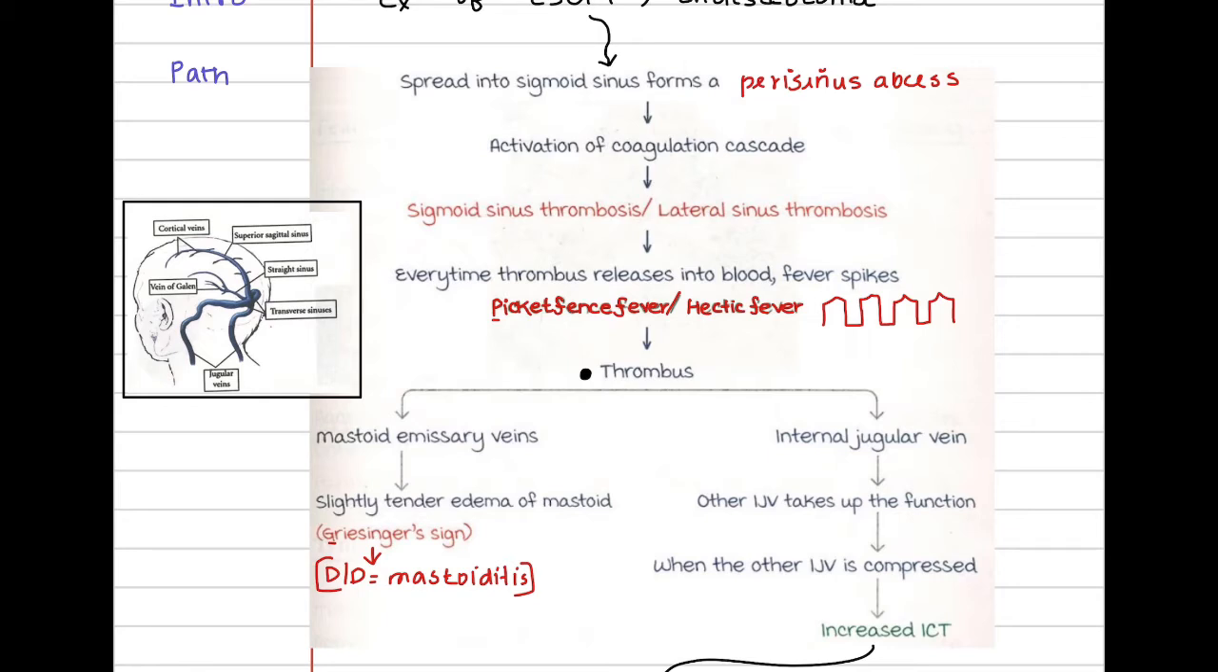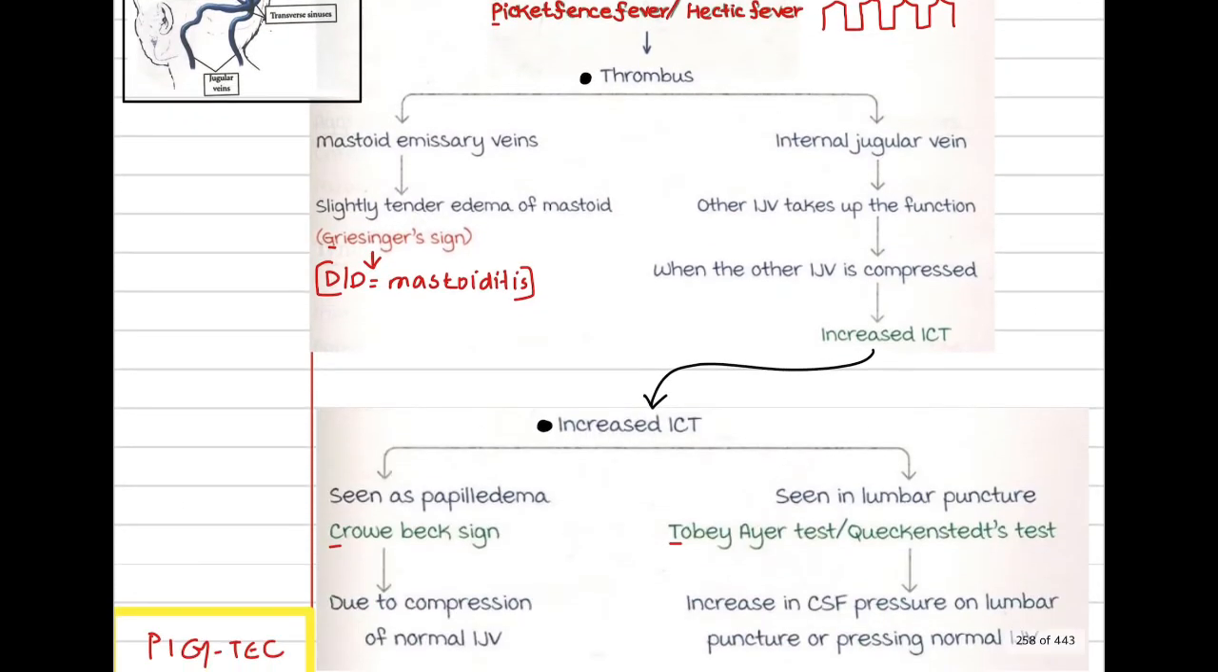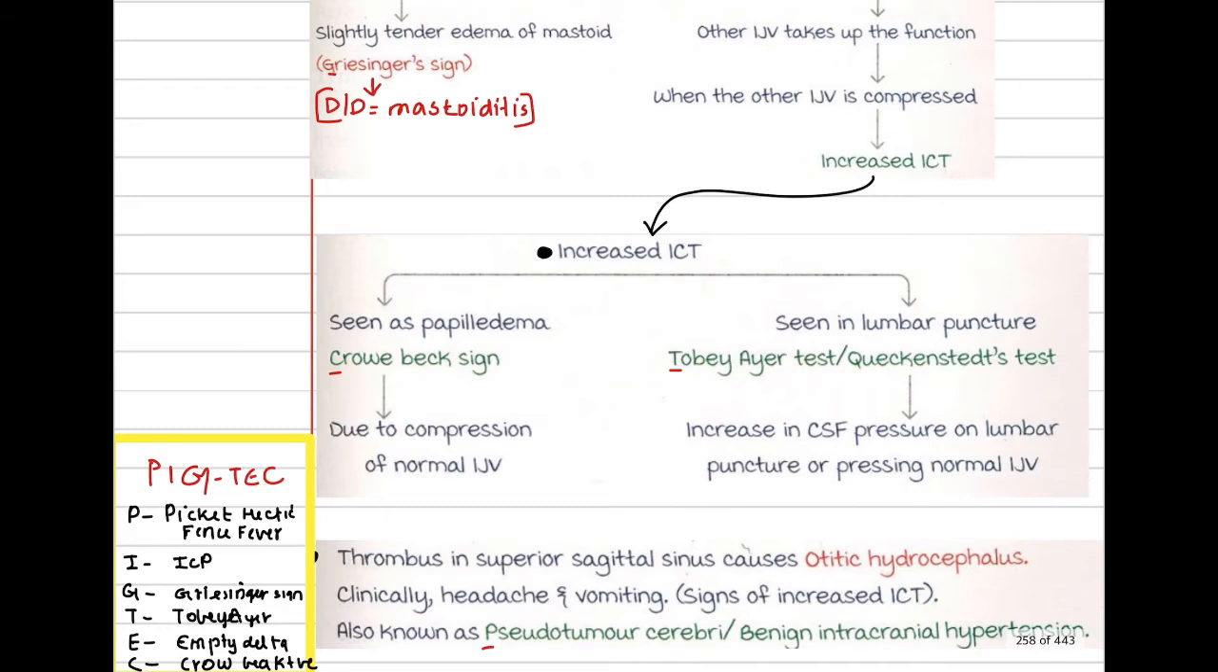Suppose it is lodged in the internal jugular vein, the other IJV takes up the function, where the other IJV is also compressed, which leads to increased intracranial tension. This increased intracranial tension will be seen as crow beak sign, as papilloedema due to the compression of the normal internal jugular vein. In lumbar puncture, it will also be seen as the Tobey-Ayer test. I'll be showing the images of them later.